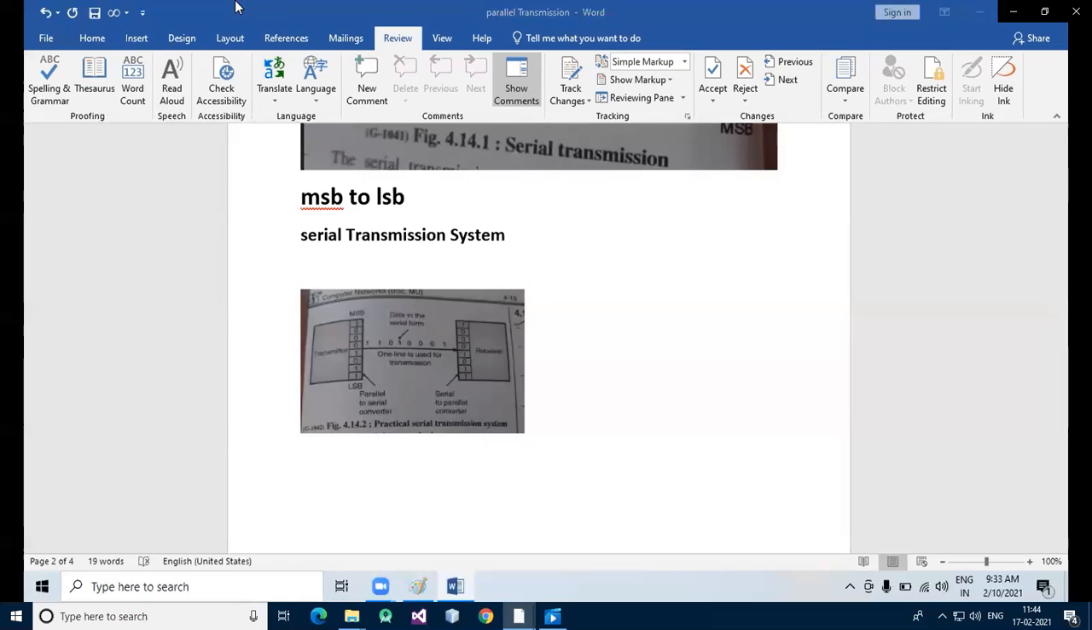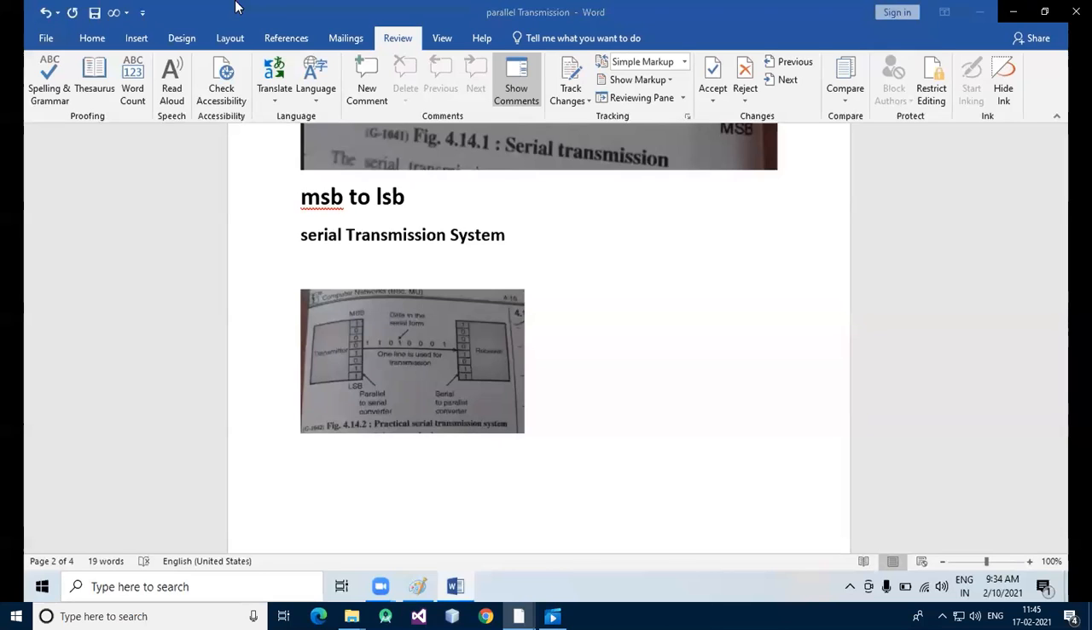The application is that it is used for computer to computer communication, especially long distance communication. The number of wires required to transmit n bits: in parallel transmission, n wires are required to transmit n bits, but in serial transmission one wire is sufficient to transmit the bits. So this is the difference between parallel and serial.